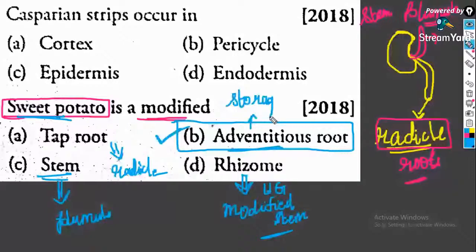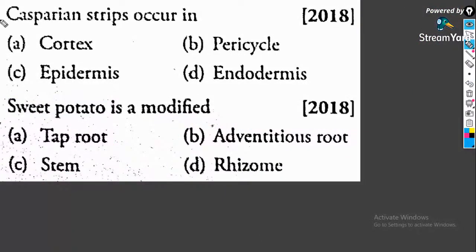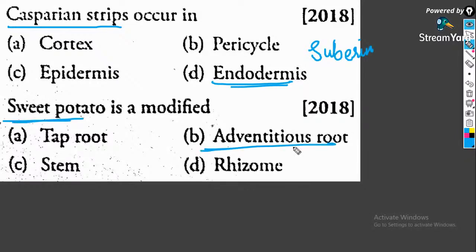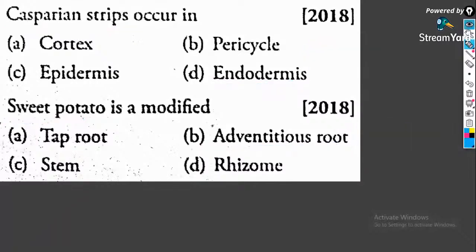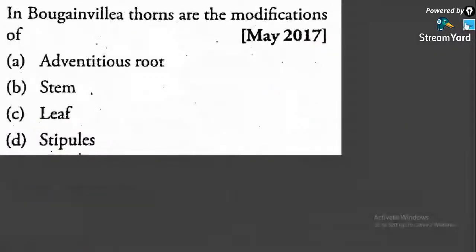Storage of food. So two questions we discussed now. Casparian strips occur in the endodermis, which is rich in a layer called suberin. And next, sweet potato is a modified adventitious root which is concerned with the function of storage. Perfect. Next question on the screen. Yes, again a simple question.